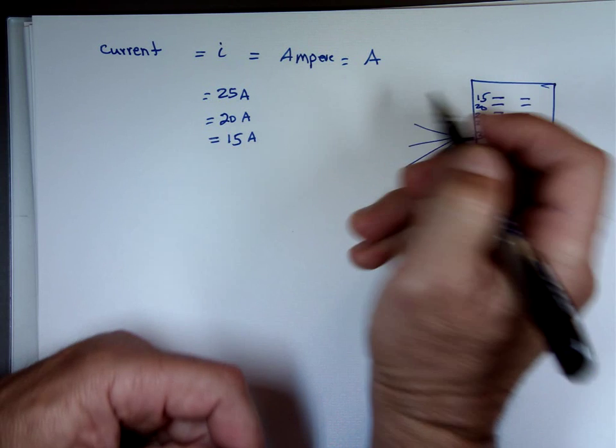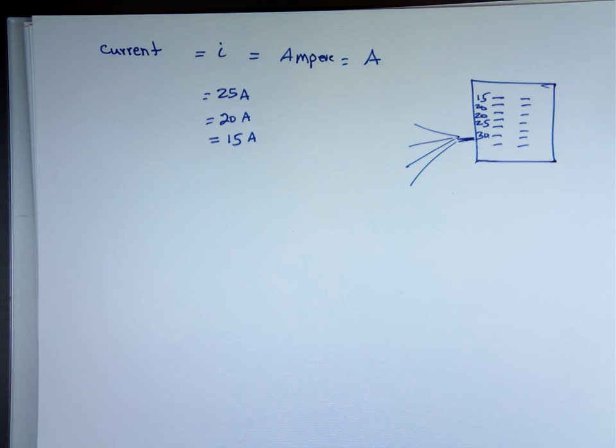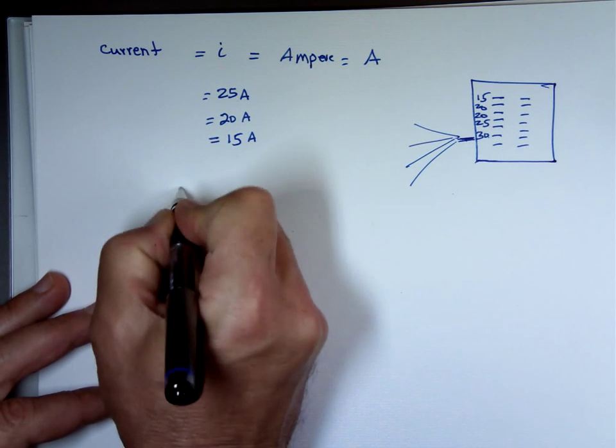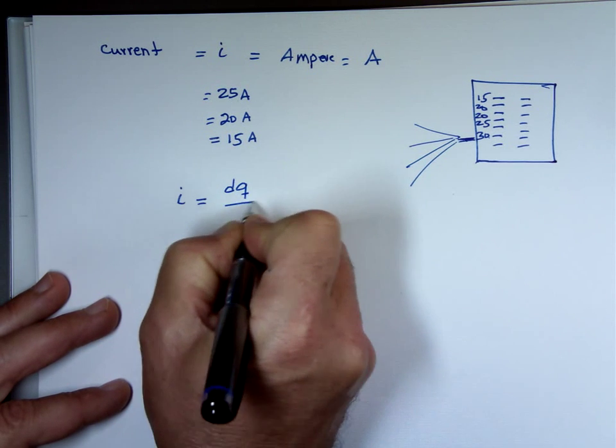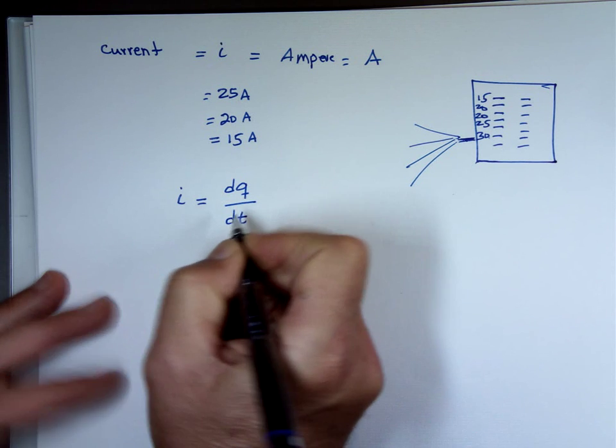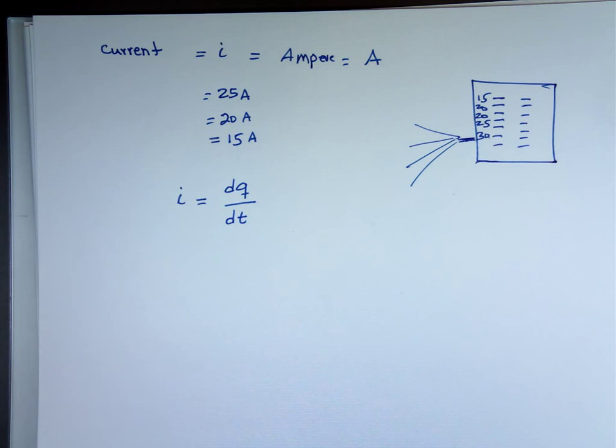So we measure current in amps or amperes. Now, current is defined mathematically as the change, dq/dt, this is calculus now, the derivative of the charge, the change in charge per time.